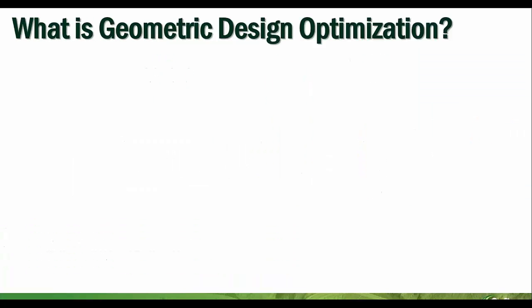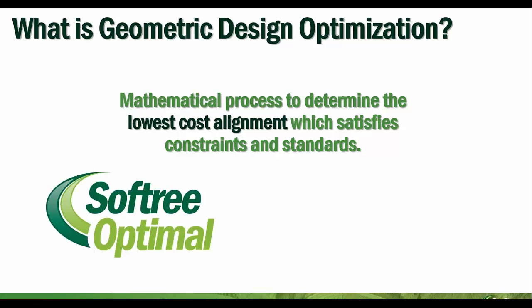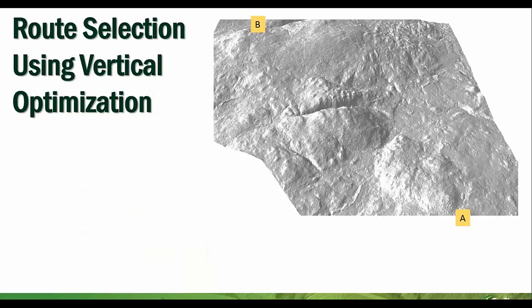So with this workflow, I mentioned design optimization, and really this refers to the process where we can look for the lowest cost alignment which satisfies our constraints and standards. It's automated for the most part, and it's now available as an add-in into RoadEng. It's called Softree Optimal. And if you're using another design program, such as Civil 3D or Inroads or something else, you can get this program as a standalone that can work with those other design platforms as well.